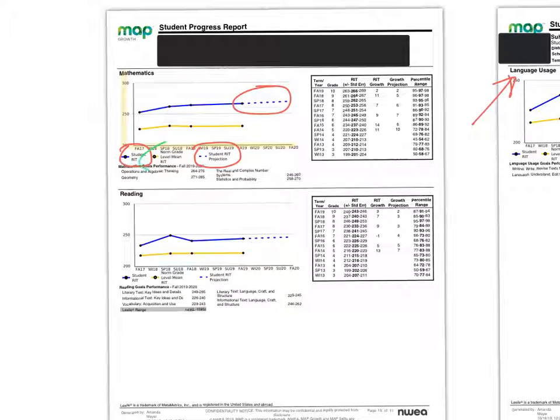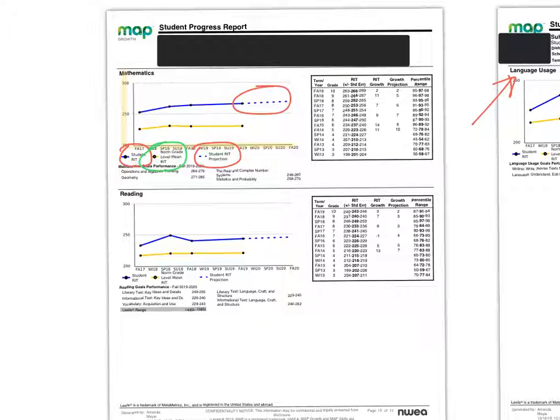The yellow line is what's labeled as the norm grade level mean RIT. Basically, that is the average score for other students around the world who took that same test in that season. So you can see that this particular student is above average for both mathematics and reading compared to those norm grade level means.